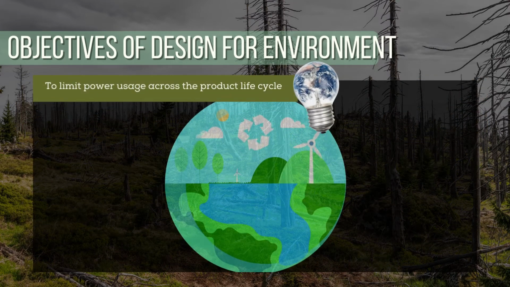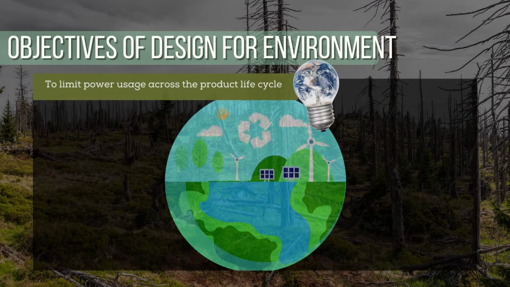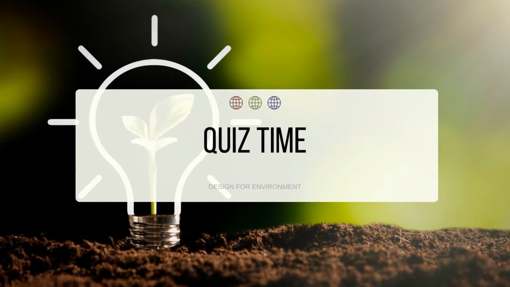The last objective is to limit power usage across the product's life cycle. Energy consumption plays a very important role because utilization of non-renewable resources also impacts our environment. Specifically, usage of fossil fuels causes air and water pollution, such as the carbon dioxide produced. Mostly, energy is used more during the manufacturing phase, and it is important to achieve a significant reduction in energy consumption. Finally, we have come to the end of part 1.